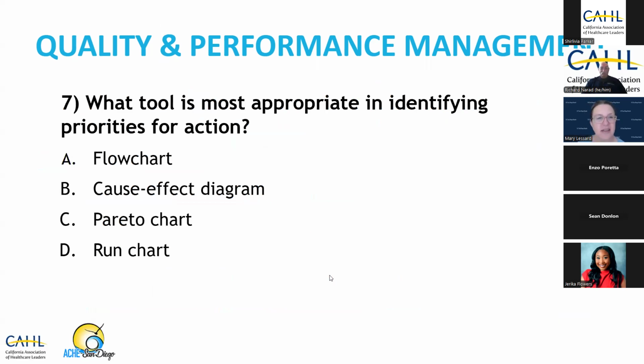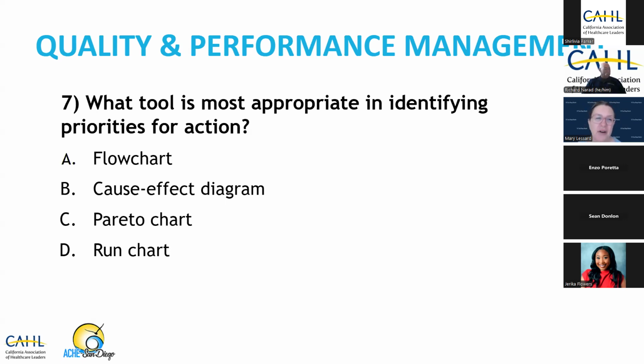Shorter question and answers, thank goodness. What tool is most appropriate in identifying priorities for action? So if you are a Lean Six Sigma aficionado, this answer might be very intuitive. If you haven't done process improvement or received a green belt or black belt, this may be something that you haven't touched since, I don't know, maybe you went to graduate school. But let's go through the options.